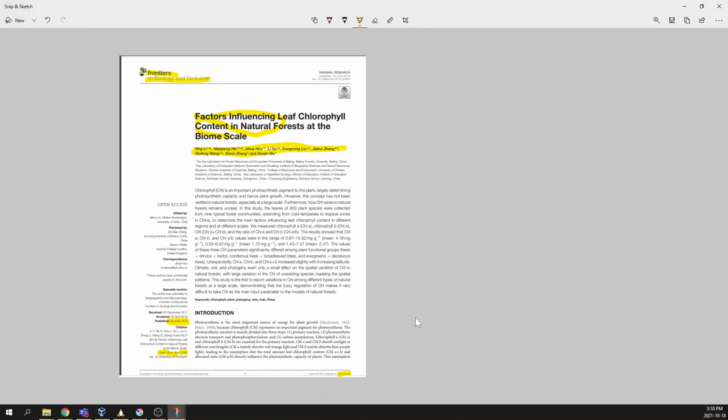So if you don't have an edition number, you can always put in the volume only, and that is acceptable for many different citation methods. Finally, this particular article has something called a DOI. This is a unique identifier for a particular document.